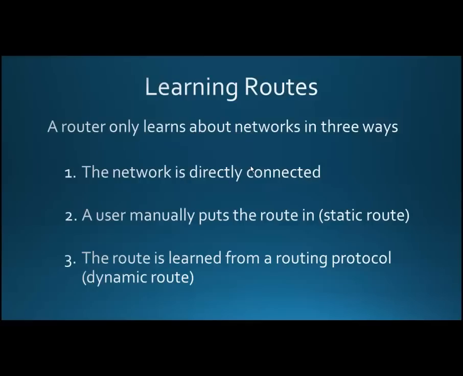So at that point, you need to put in routes as a user. When you manually put in a route, that's called a static route. And if you wanted your router to learn routes automatically, you can install RIP or EIGRP or OSPF, and those are called dynamic routes. So those are the only 3 ways you can learn about routes. Directly connected when your router first boots up, manually because you put them in yourself, or from a routing protocol.